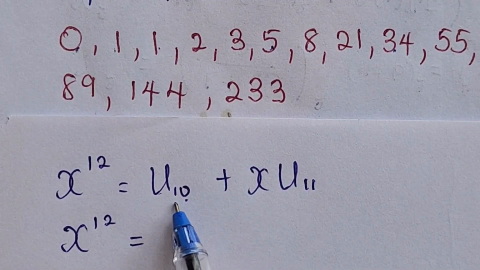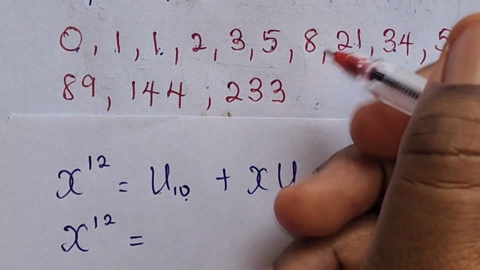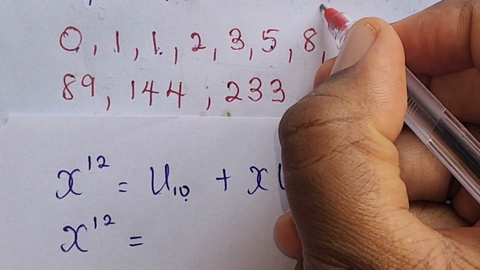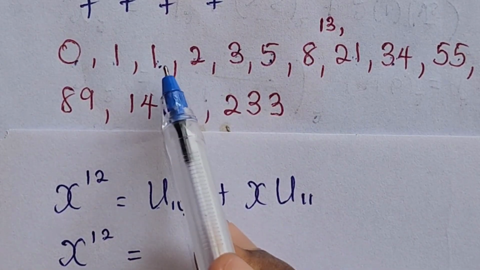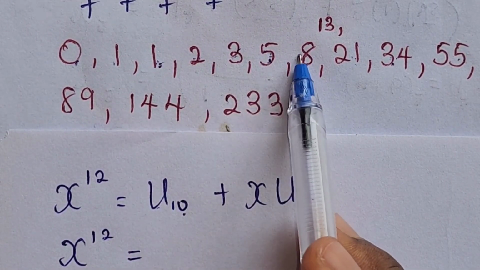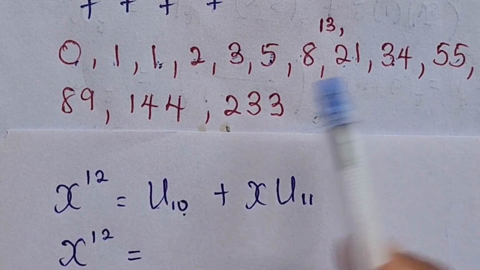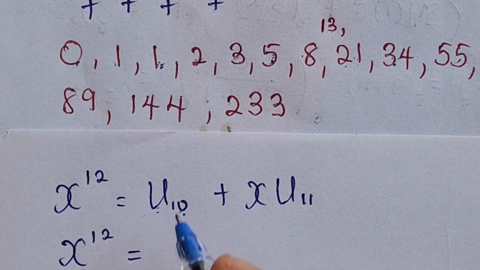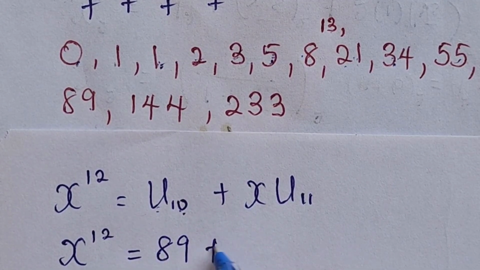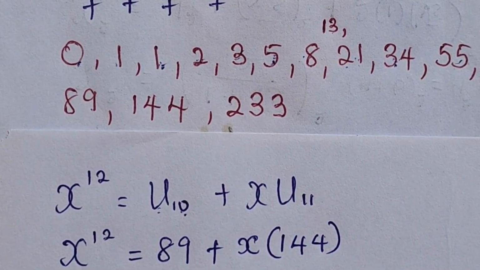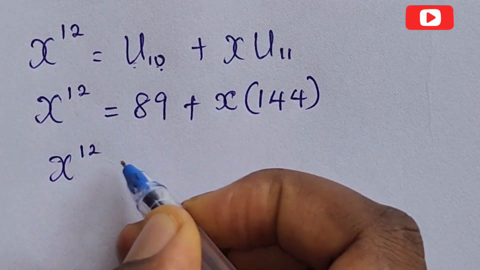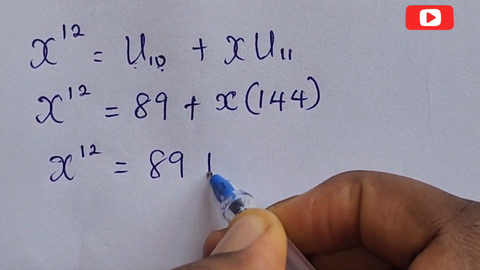So when we take the series here, we skipped a number here, which is 13. So when we count from here, we have 1, 2, 3, 4, 5, 6, 7, 8, 9, 10. So our u of 10 is 89, plus our u of 11, we have x times 144, which is 144x. So we have x to the power of 12 to be equal to 89 plus 144x.